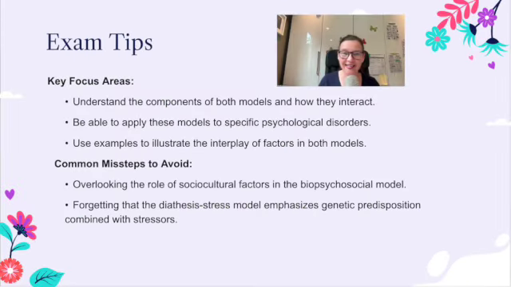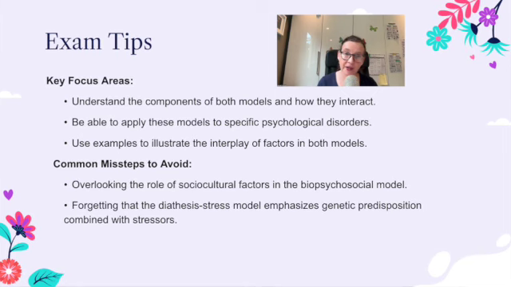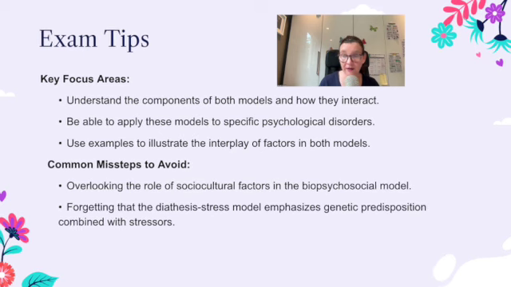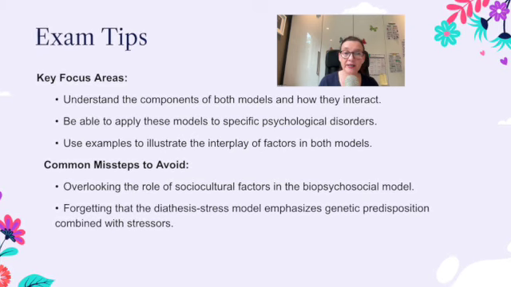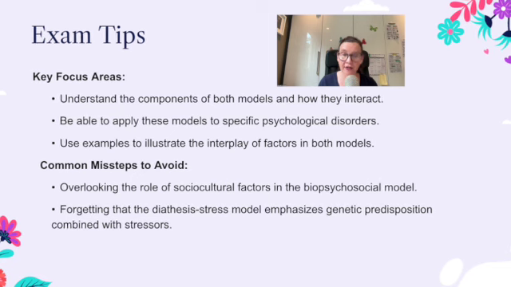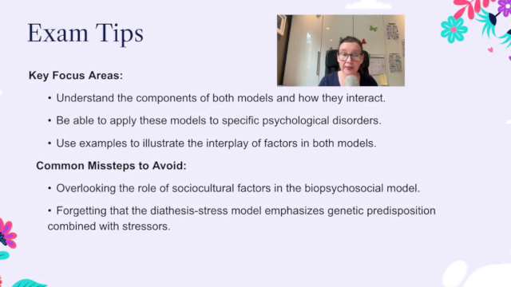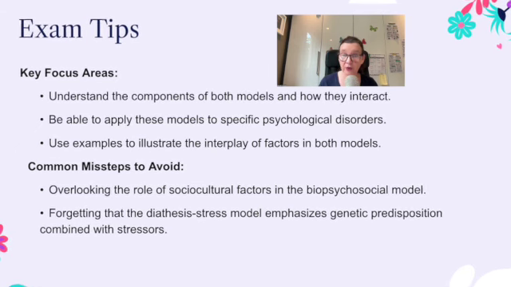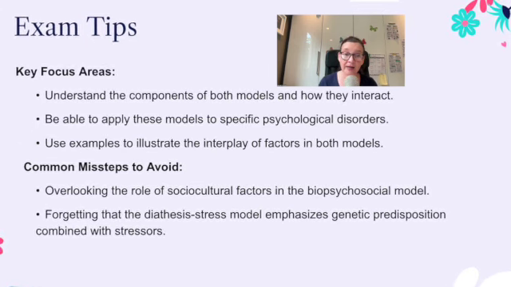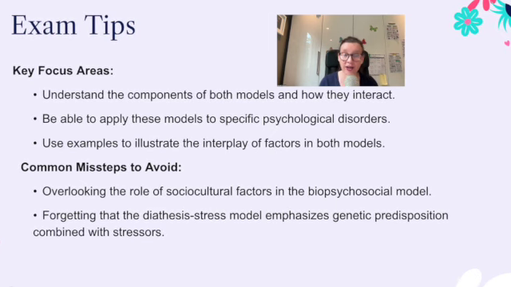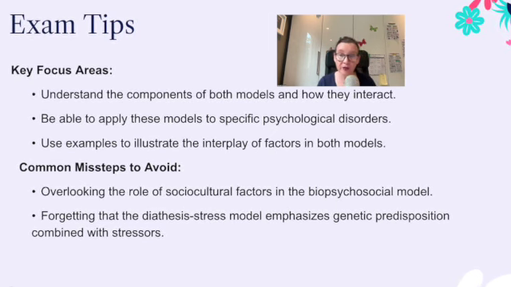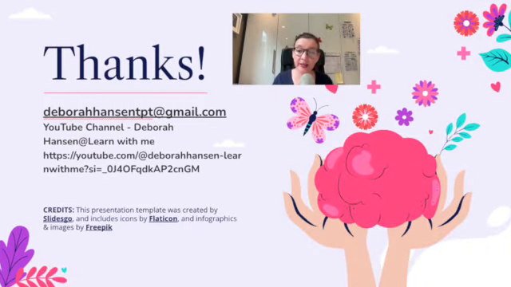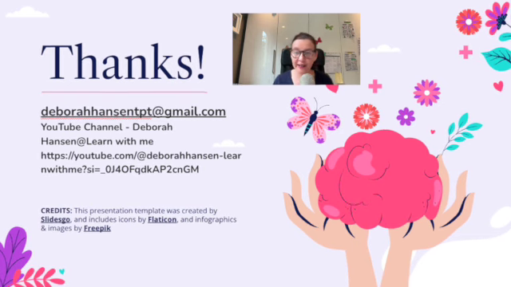Okay, so let's pull that all together now. So the key focus areas: understand the components of both models and how they interact, be able to apply these models to specific psychological disorders, and use examples to illustrate the interplay of factors in both models. Some missteps to avoid: overlooking the role of sociocultural factors in the biopsychosocial model, and forgetting that the Diathesis-Stress Model emphasizes genetic predisposition combined with stressors. Okay, and that's the essential knowledge you need to know for CED question number 3. Explain how interaction models define psychological disorders.